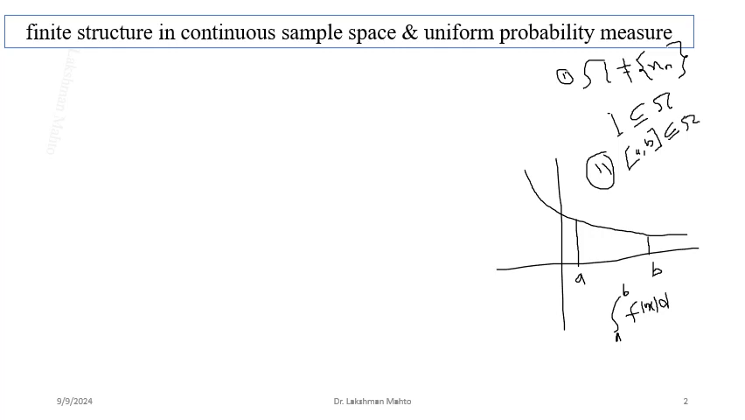How will the computer treat this? I am just giving an idea of finiteness in an uncountable set or continuous set. How will the computer compute it? It will first divide the interval AB into a finite number of subintervals.